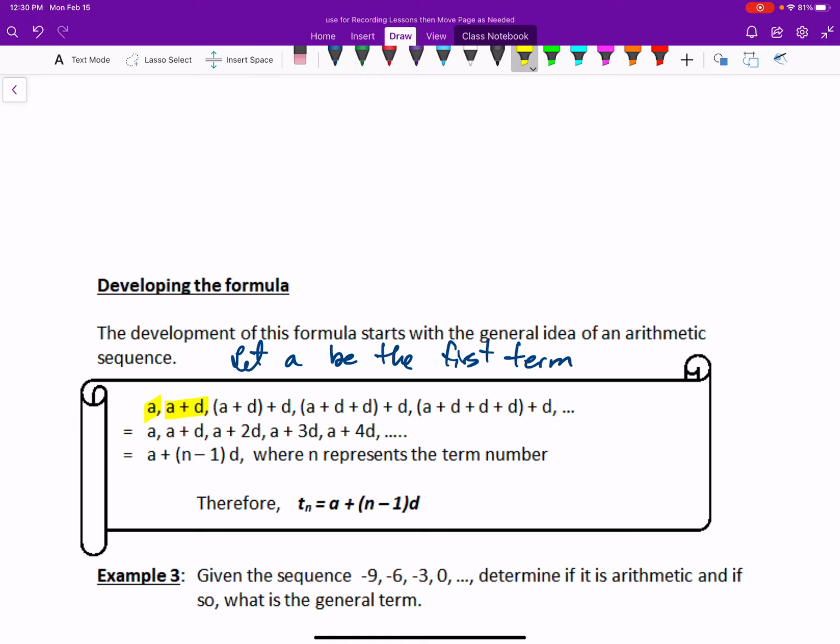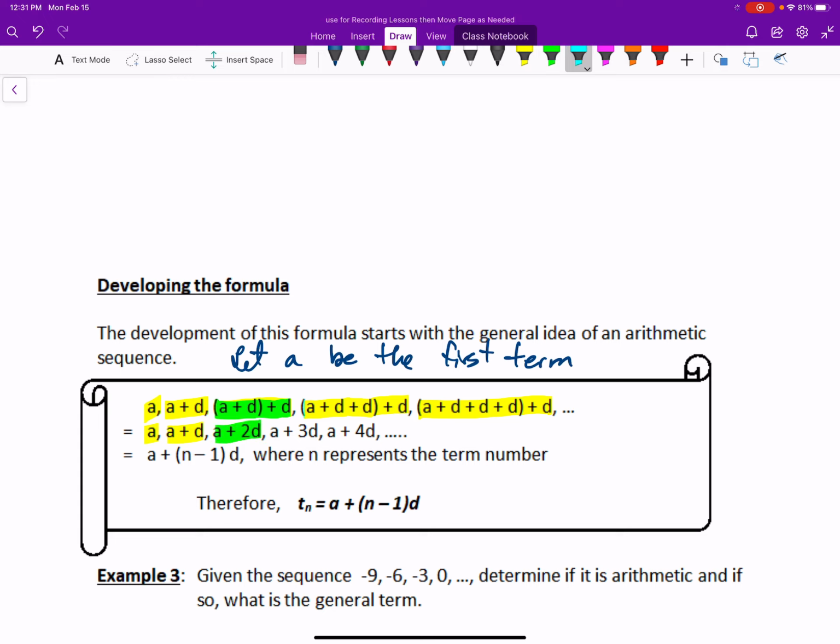And then the next term, we already have a plus d, and we'd have to add d one more time. So we just keep adding d to get our next term. That's what this is saying. If I simplify this, then of course I have a and I have a plus d, but this next one here, a plus d plus d, could be simplified as a plus 2d.